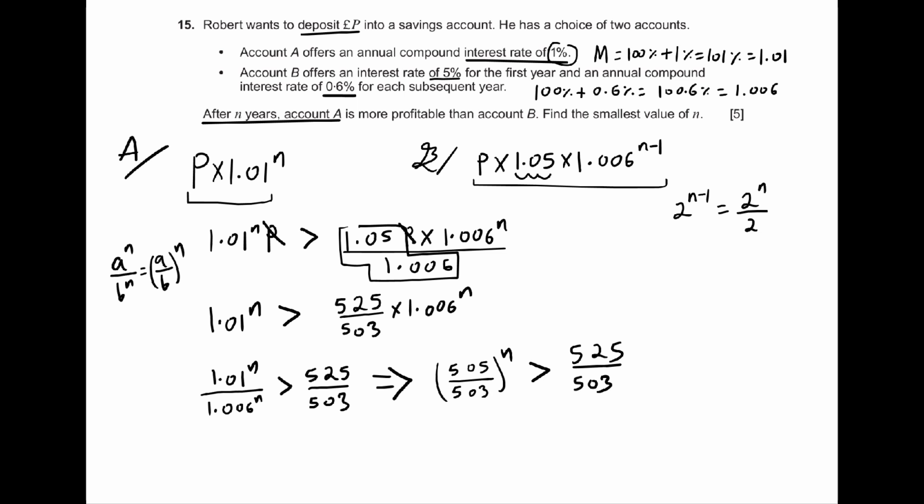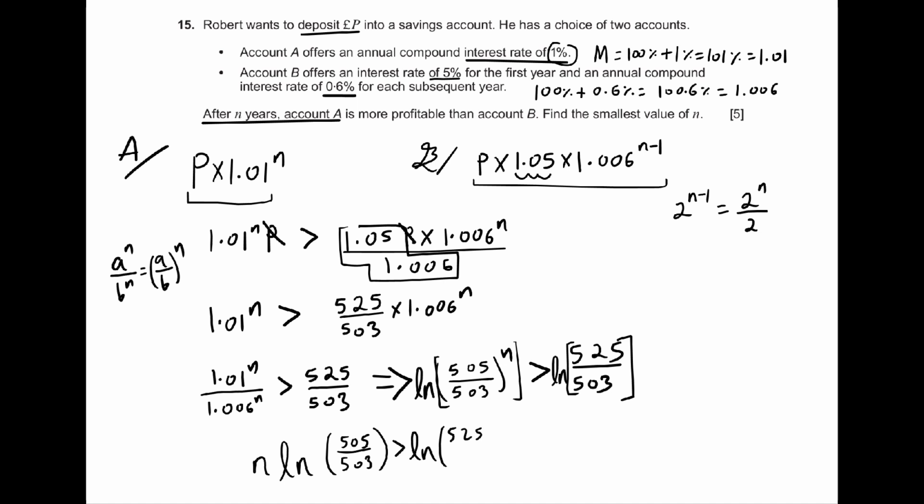Now, to deal with the power of n, I can take logs of both sides. I could take natural logs, there's no problem with doing that. So I'm going to take natural logs of both sides, because obviously the log function is an increasing function, so it's going to preserve the inequality. I can then use the third law of logs to bring the power of n down. So we have n times natural log 505 over 503 is greater than natural log 525 over 503.